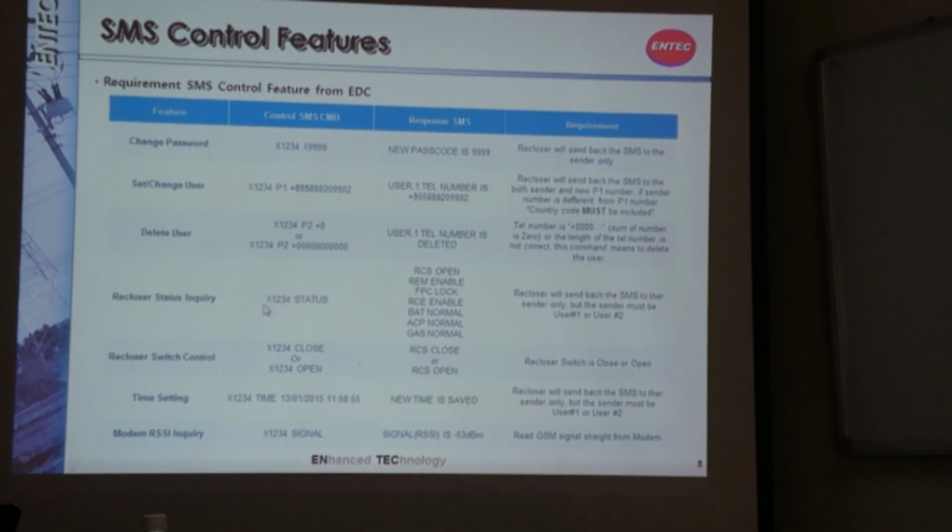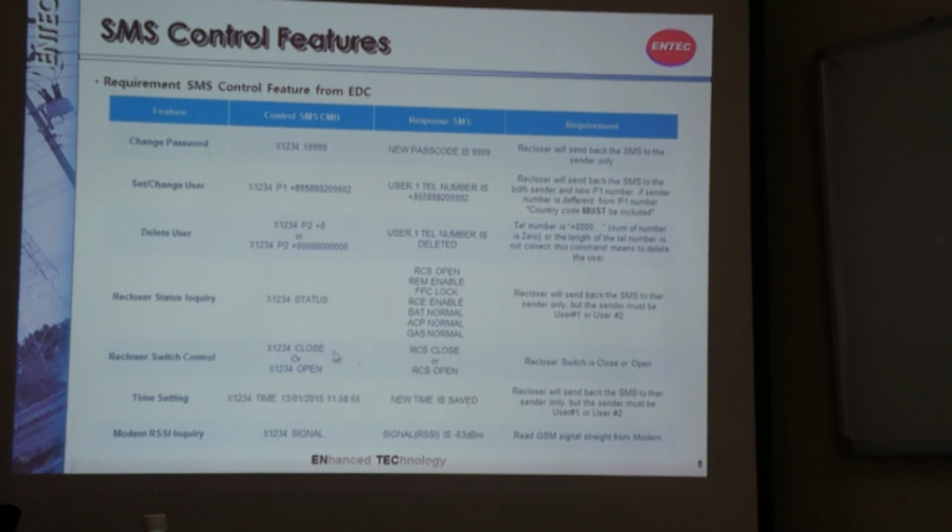And you can also request the status. If you put the password and then input status here, your recloser will report the status by SMS. So you will be able to see RCS open, meaning recloser open, or remote enable, control lock, or recloser enable. So these are some binary inputs or the recloser status that you will be able to check through the phone.